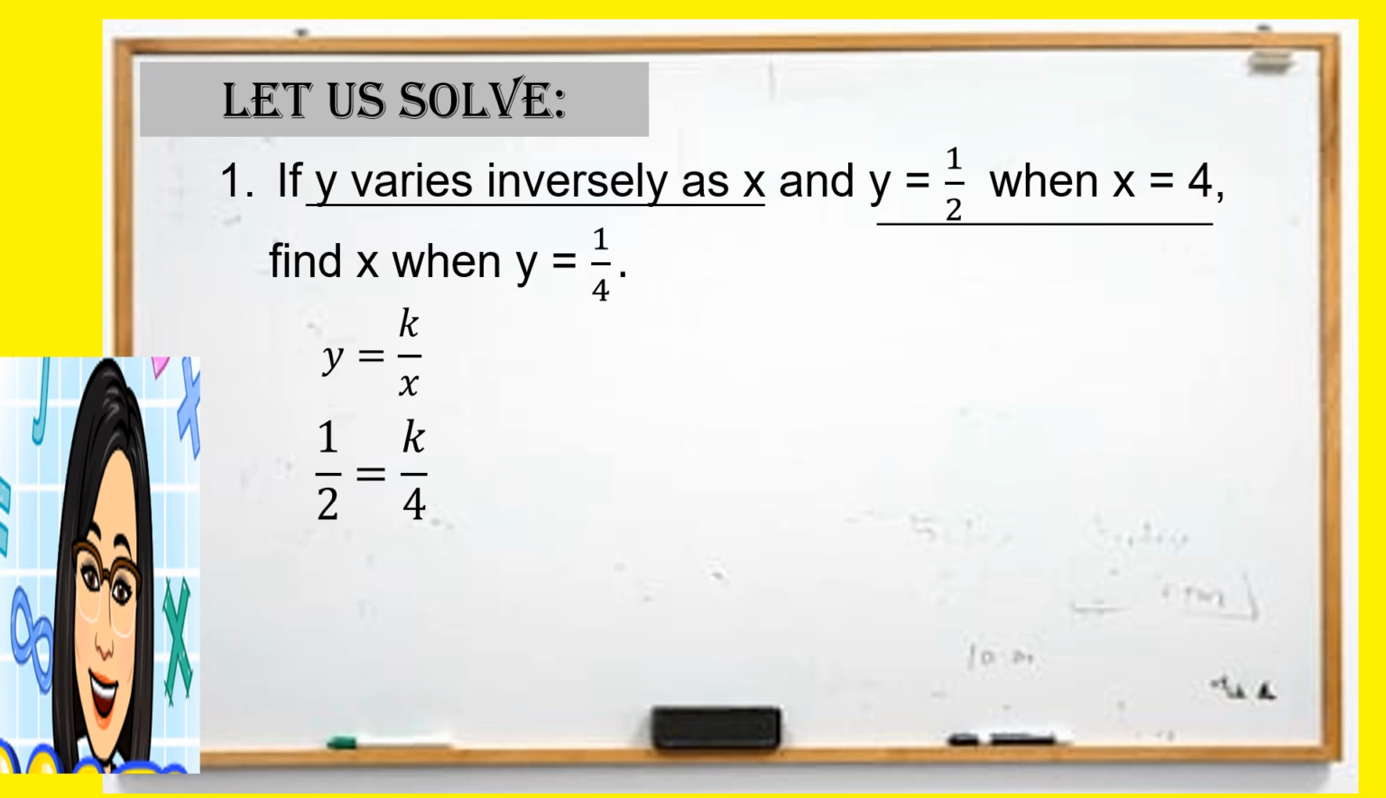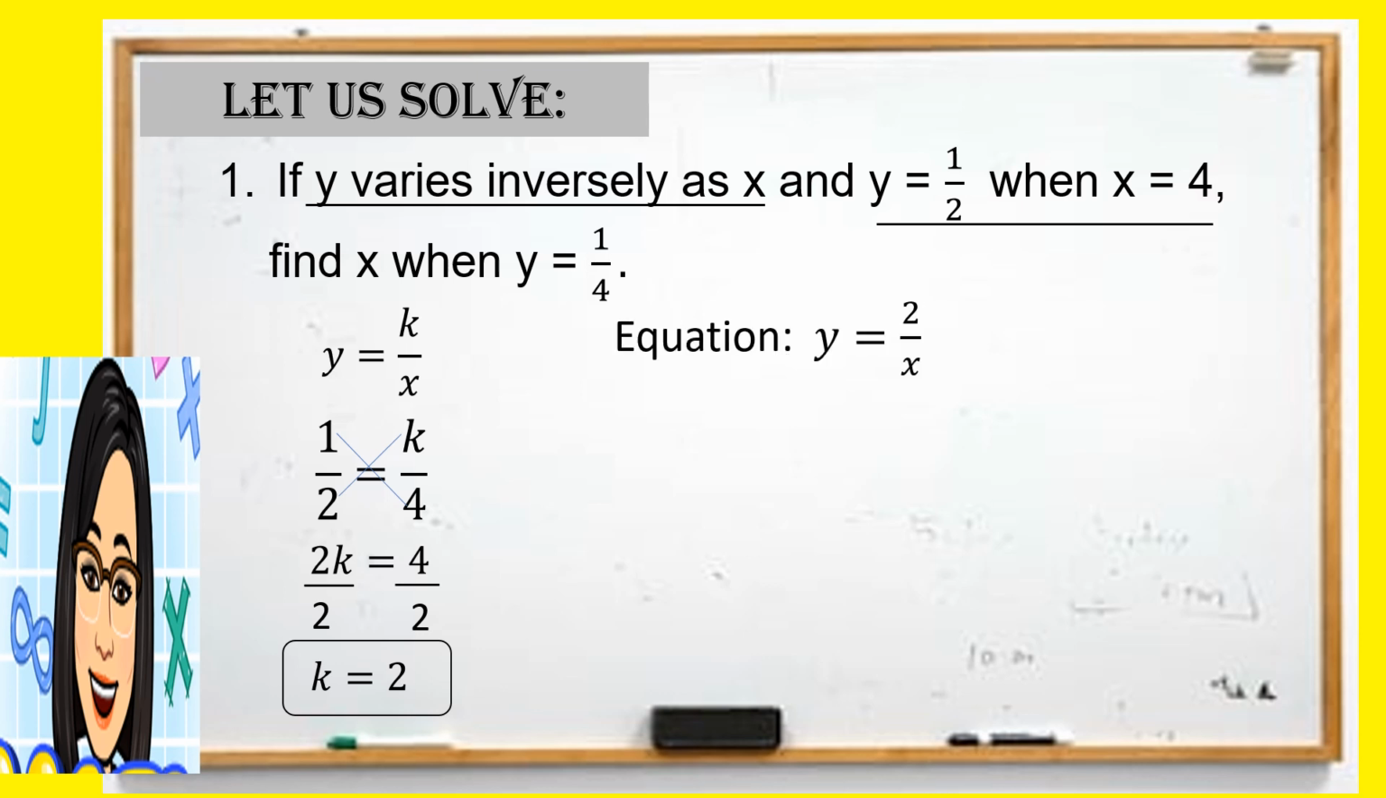Now let us apply cross multiplication. 2 times k, which is 2k, and 1 times 4, which is 4. So 2k is equal to 4. Now let us divide both sides by 2. So the value of k is 2. This is the constant of variation. Using k is equal to 2, substitute in the symbols to get the equation of variation. So y is equal to 2 over x.